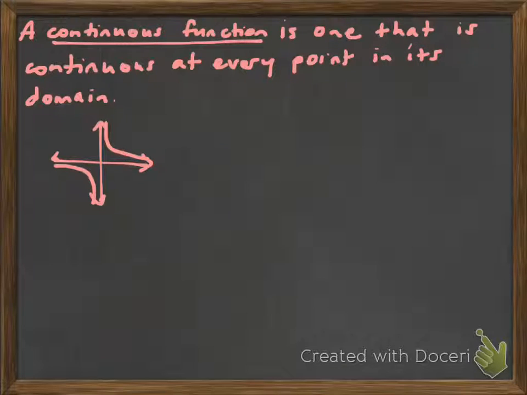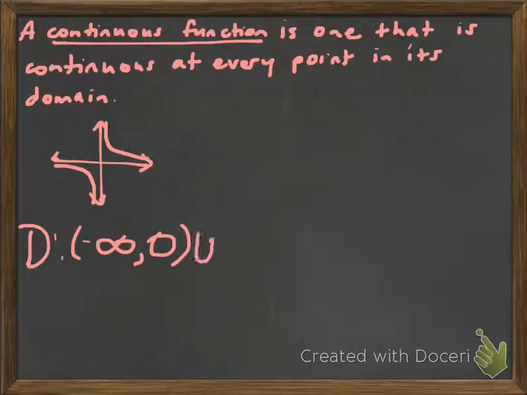Let's talk about the domain of this guy. What is the domain of this guy? Negative infinity to 0, union, 0 to infinity. Okay? So as long as it's continuous on those two intervals, we're good, right? Is it? Yes, it is. This is a continuous function because it is continuous everywhere on its domain.